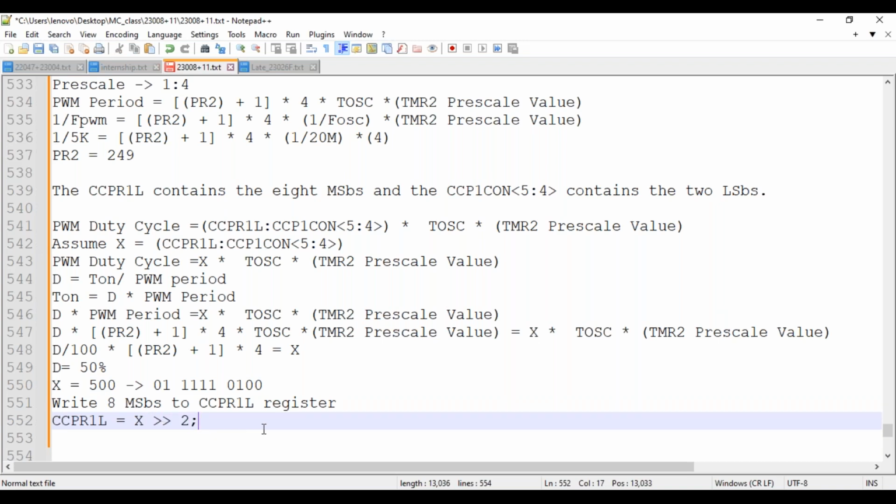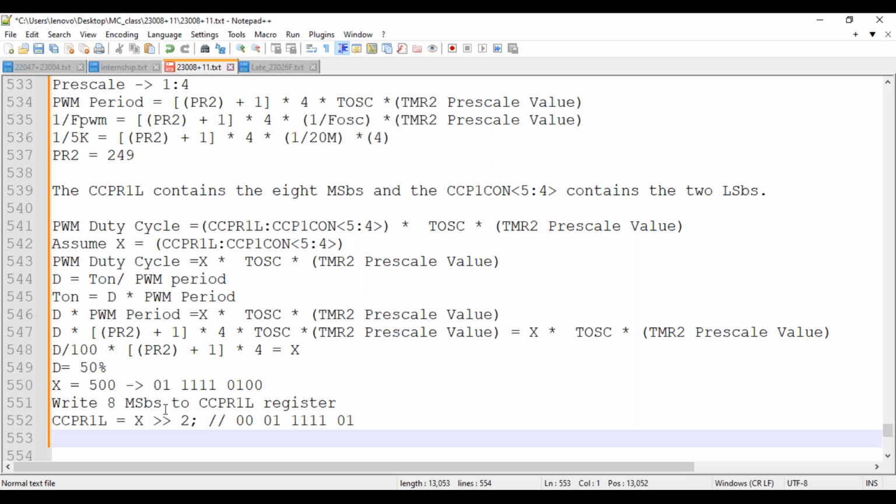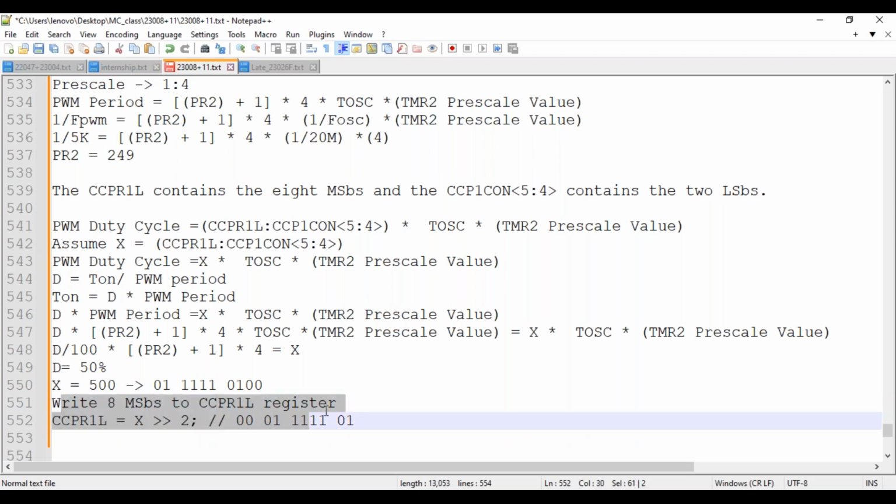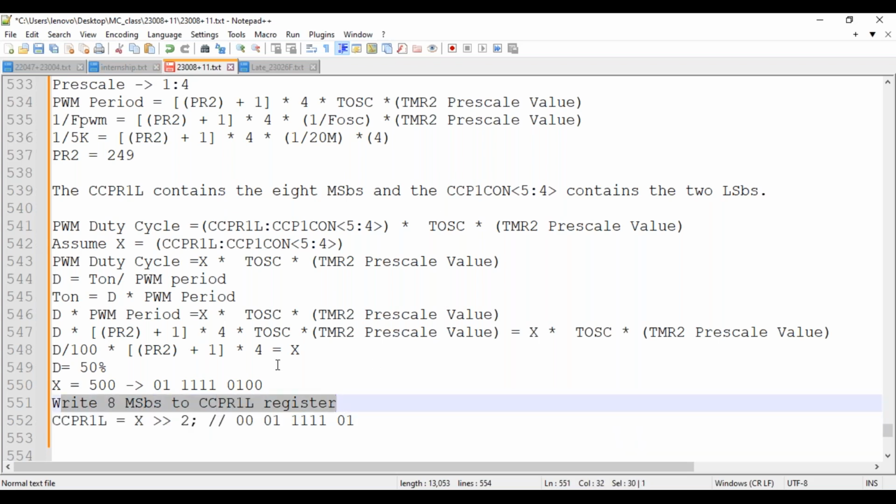When I right shift it 2 times, this whole thing will be brought to the right twice. So something like this: 0, 0, then 0, 1, 1, 1, 1, 1, 0, 1. Don't you think I got the 8 MSBs written to this position? Did I not write the 8 MSBs to the CCPR1L register? Fine, so that was the first thing. I have to write 8 MSBs to the CCPR1L register.